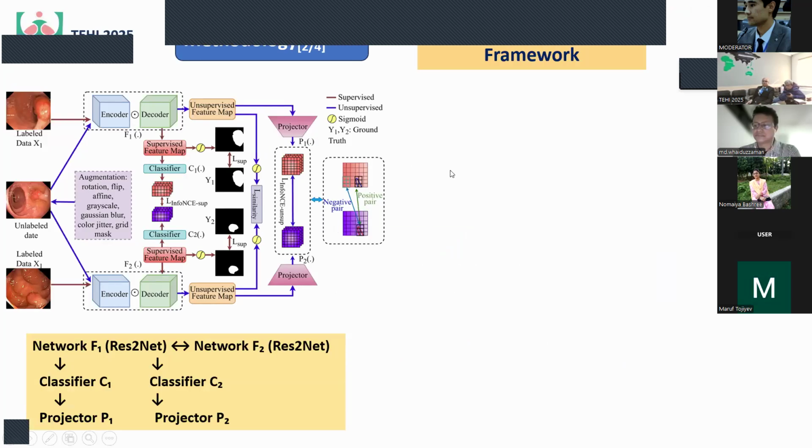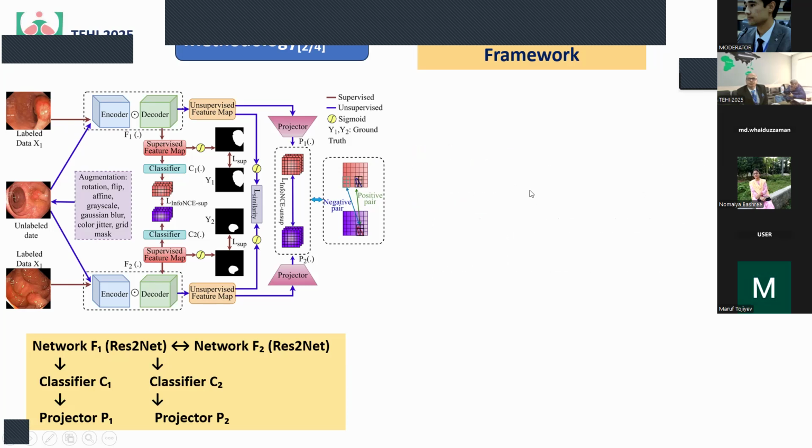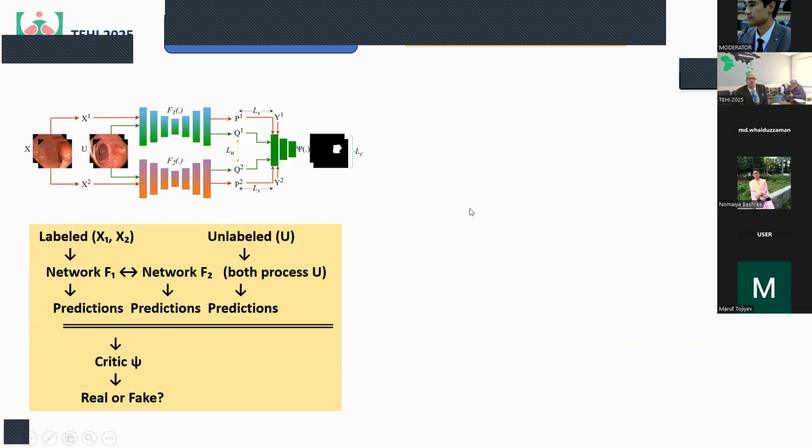And this is the first approach of semi-supervised architecture, which is min-max similarity architecture. Here we use two models, and it is a contrastive learning based architecture. The core concept is that segmentation networks learn complementary spatial features through contrastive learning, and the loss component calculation is shown here to minimize distance between similar spatial features and maximize it for dissimilar regions.